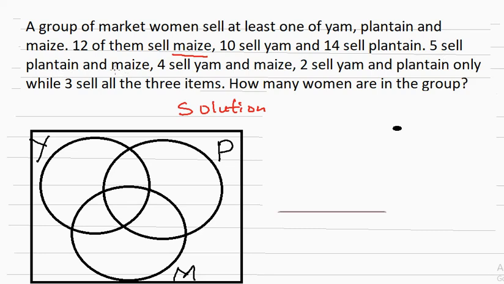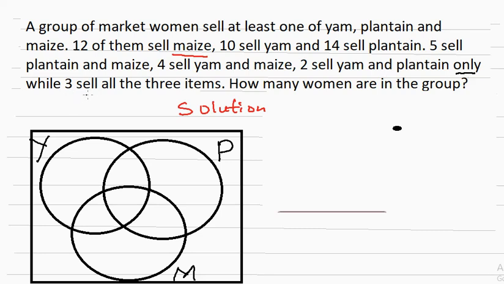All right. So I'm not going to write this one down. I want to write the one for all the sets. 4 sell yam and maize. No, I'm not going to write this one down. Then 2 sell yam and plantain only. All right. I can write this one down, but let me leave it for now.